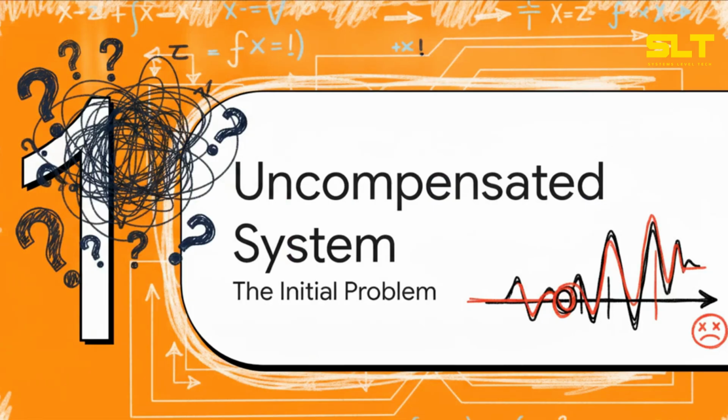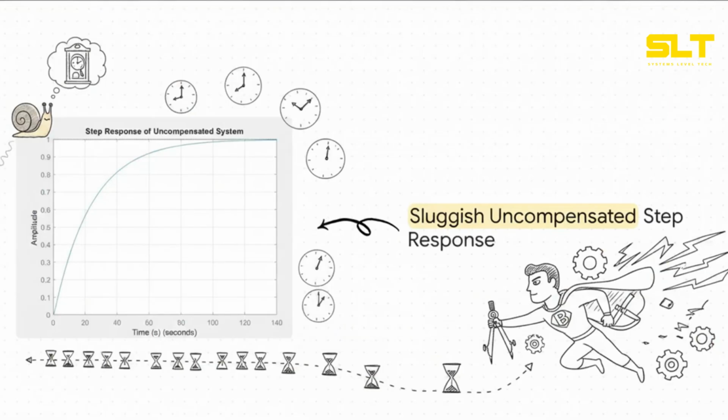Section 1. The uncompensated system problem. Just to give you an idea of why we're doing all this math, consider the step response for our raw uncompensated plant, taking almost 140 seconds just to settle. I mean, you could literally go brew a cup of coffee waiting for the system to respond. In pretty much any engineering application, whether we're talking robotics, aerospace, or manufacturing, a response time like that is completely unacceptable. And this is exactly why our heroic bisector method is required to speed things up.